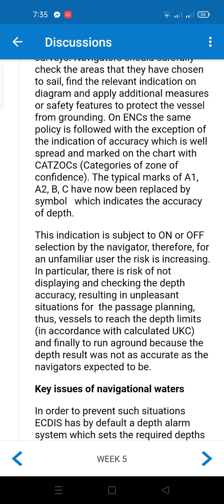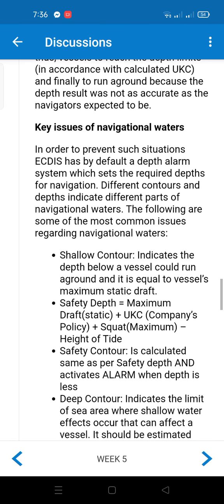In particular, there is a risk of not displaying and checking the depth accuracy, resulting in an unpleasant situation where the passage planning has the vessel reach the depth limits, and finally run aground because the depth result was not as accurate as the navigator expected.